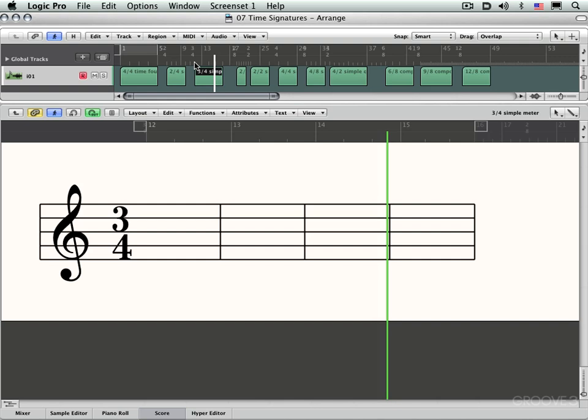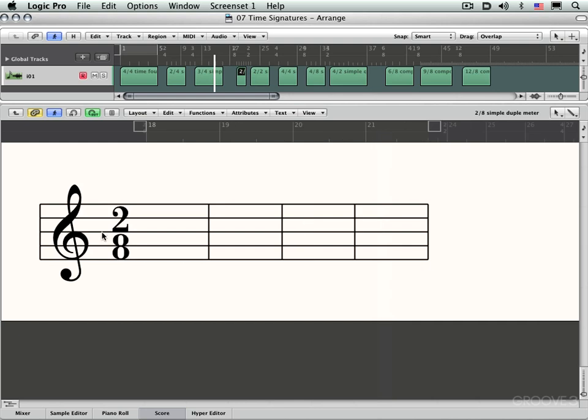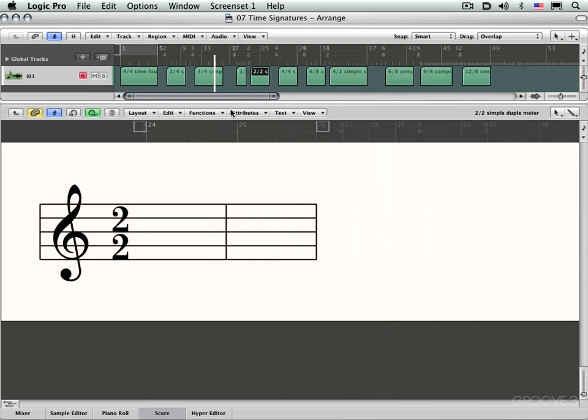Now here are 2 more examples of simple duple meter. This is 2/8 time. And again, duple because there's 2 in the bar, and simple because 8 is easily subdivided into 16ths. And another example, 2/2 time, meaning there's 2 beats to the bar, but half notes get the value for each count, and not quarter notes, and not 8th notes.